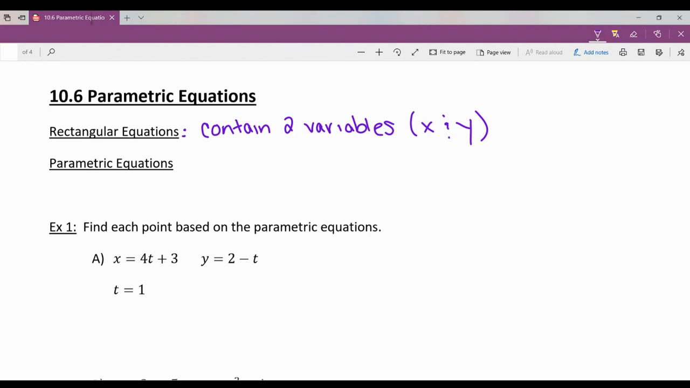When we talk about parametric equations, it's going to contain another variable, and it's called a parameter. That's so that we can measure different things. So like a kind of real world application to talk about it.